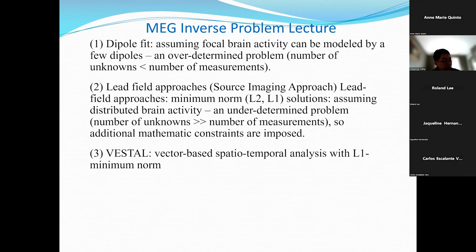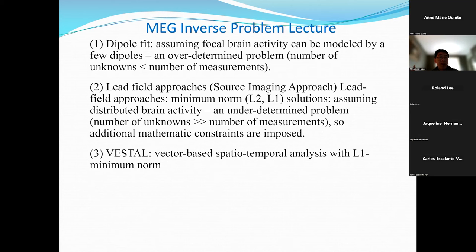Now let's jump into the MEG inverse problem. I need to speed up. I'll talk about the dipole fit, the lead field approach, the minimum norm, which is totally different from the dipole fit, and the beamformer approach, which is also a minimum norm solution. The dipole fit assumes the entire MEG recording can be explained by one or a small number of electric current dipoles.